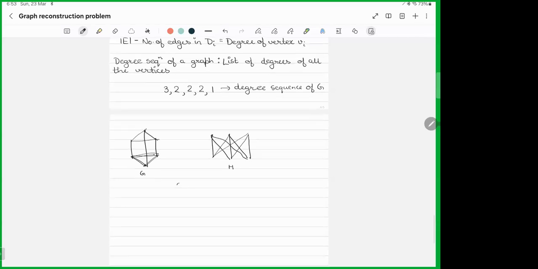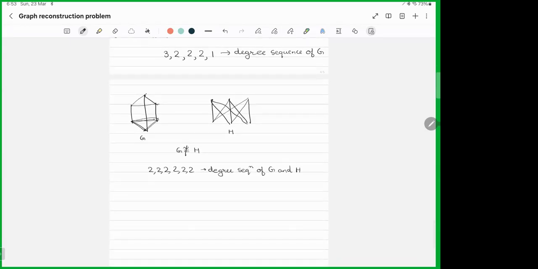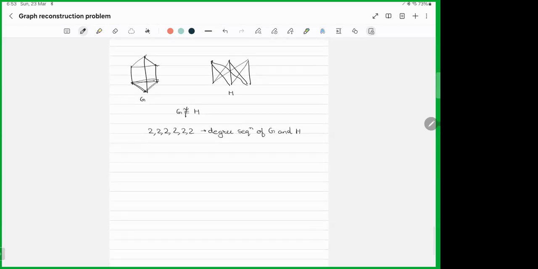So they are not isomorphic, but still the degree sequence of both graphs is 2, 2, 2, 2, 2. This is the degree sequence of G and H. So even though we know the degree sequence of the original graph, we won't be able to construct the original graph.